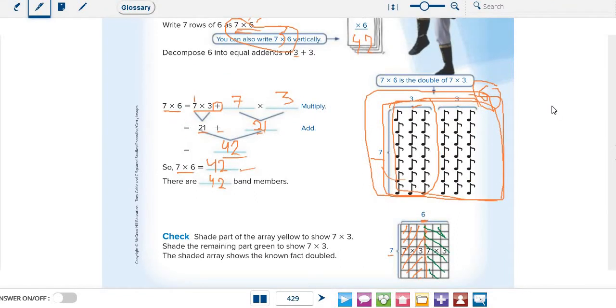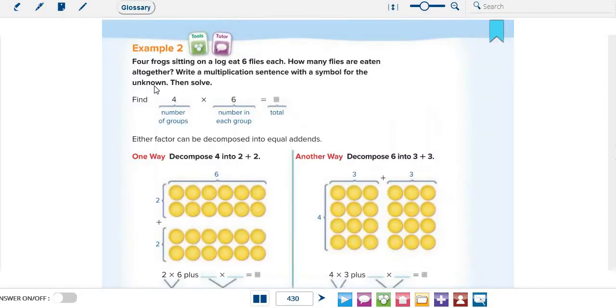Now, please grade 3, be sure to fill these blanks, page number 429. And if you finish, let's solve example number 2. 4 frogs sitting on a log eat 6 flies each. How many flies are eaten altogether? Write a multiplication sentence with a symbol for the unknown, then solve.